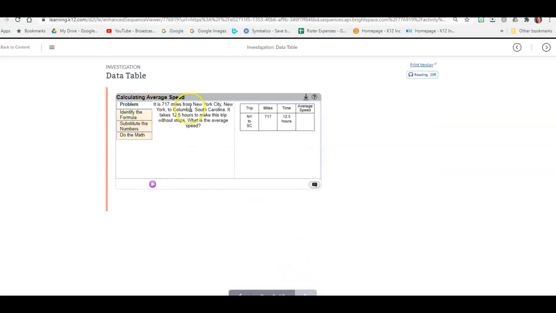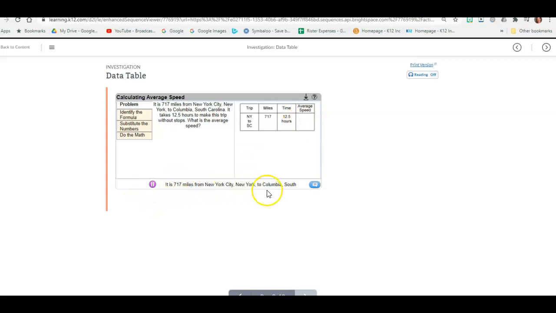So here are the speeds that you're getting. You've got 717 miles from New York City, New York, to Columbia, South Carolina. It takes 12.5 hours to make this trip without stops. So what's the average speed? So again, you're looking here and you've got to divide the distance over time.